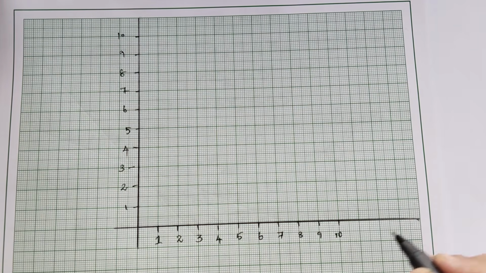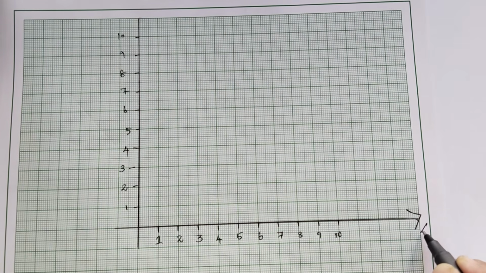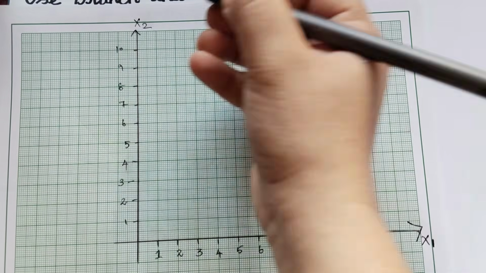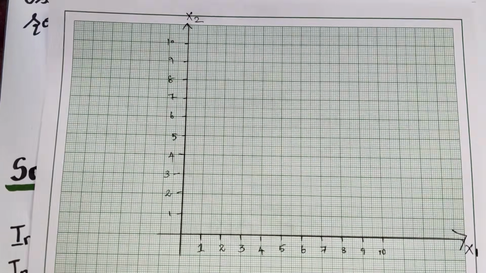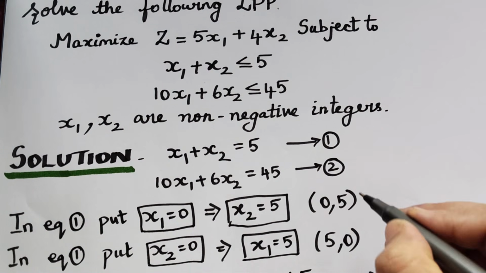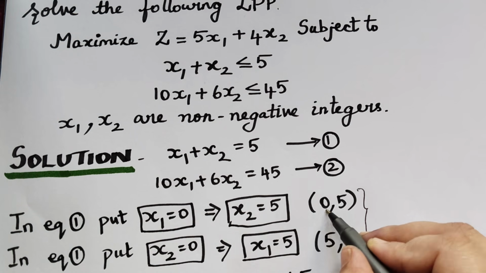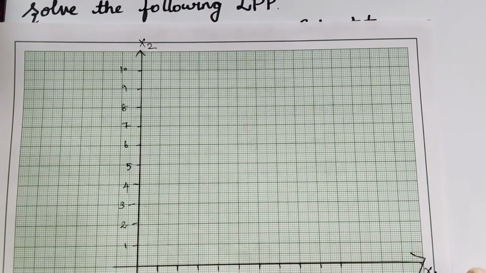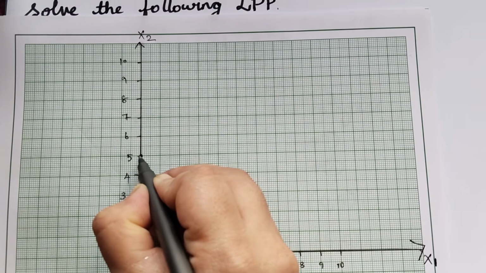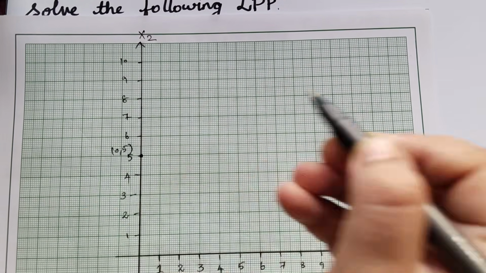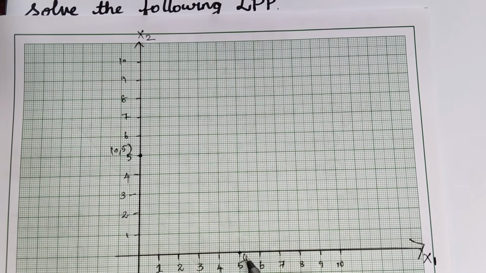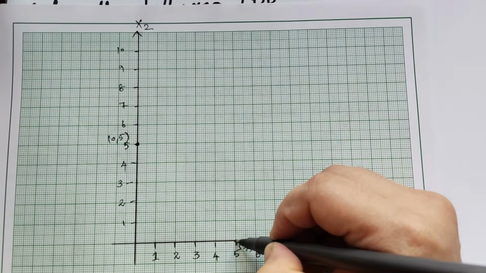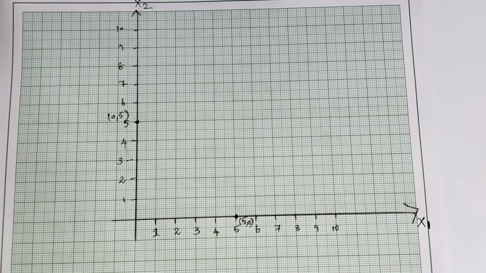So I have drawn the x1 axis. So this is the x1 axis, and here we have the x2 axis. So now we shall draw the first constraint. Now if you see, the first constraint touches the x2 axis at 0, 5 and the x1 axis at 5, 0. So 0, 5 is here. So this point is 0, 5, and here we have 5, 0. So let us join these 2 points. We will get the first line.